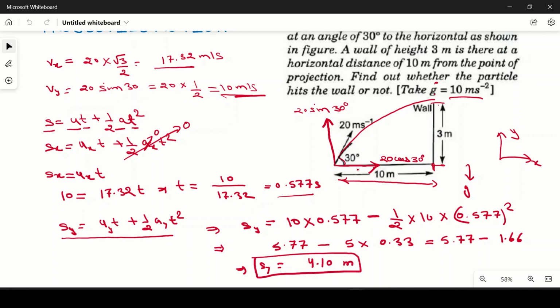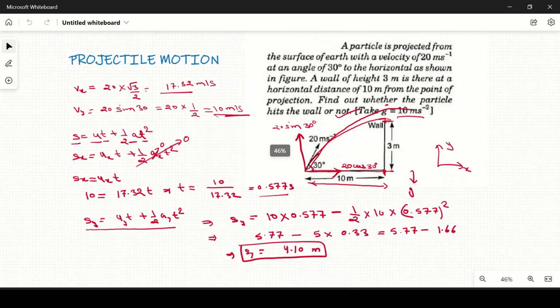So at that time, when the ball has moved 10 meter horizontally, the height is 4.1, which is more than this 3 meter. It means the ball, or particle, will move like this and it will cross the wall, so it will not hit the wall. Find out whether the particle hits our wall or not. So the answer will be no. I hope you understand this problem. Let's move to the next question.